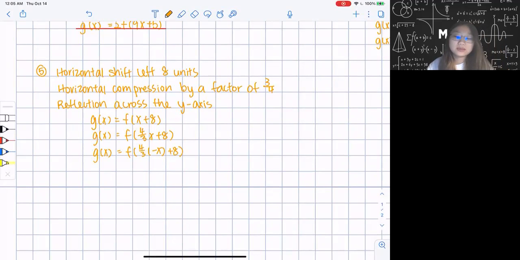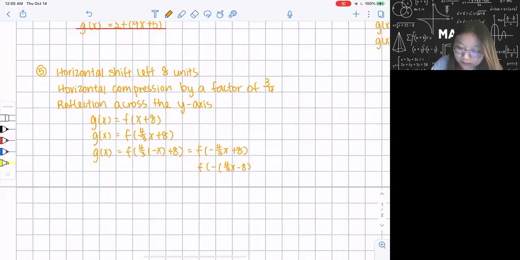Whenever you're doing the across the y-axis step, always put a negative sign in front of your x, not in front of 4/3 x plus 8, but in front of your x. So you're going to write this as f of negative 4/3 x plus 8. Some people might also write it as f of negative 4/3 x minus 8. They're exactly the same, they're just getting the negative sign out. Sometimes the teacher might have specific requirements, so listen to your teachers, but these two are the same.